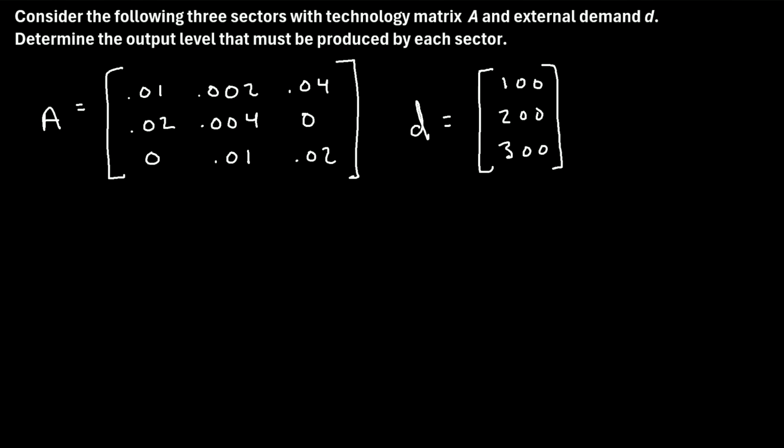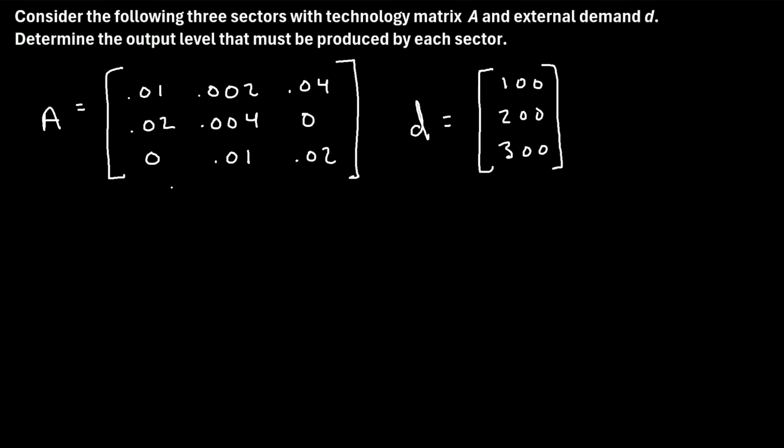In this video, I will explain how to solve a Leontief input-output matrix. So let's jump into an example. Consider the following three sectors with technology matrix A and external demand D. Determine the output level that must be produced by each sector.